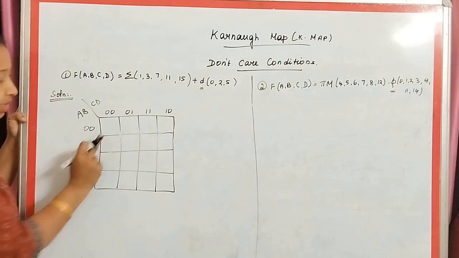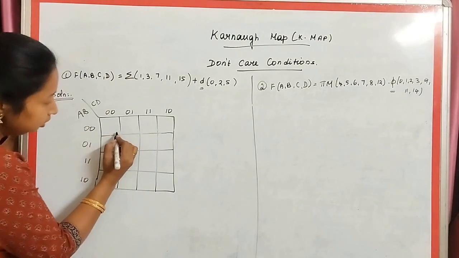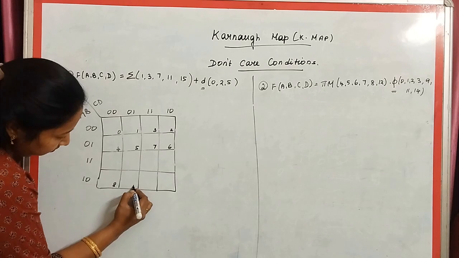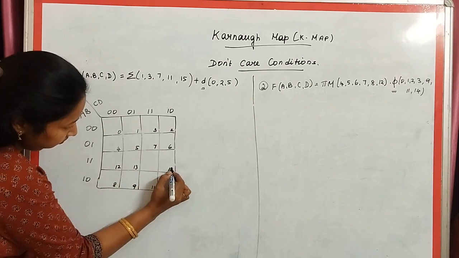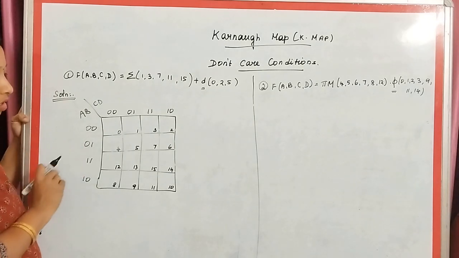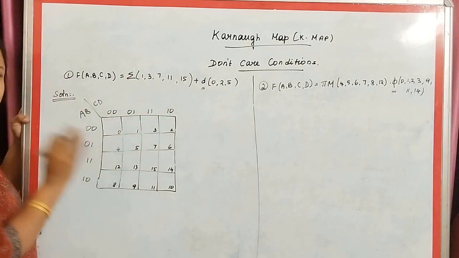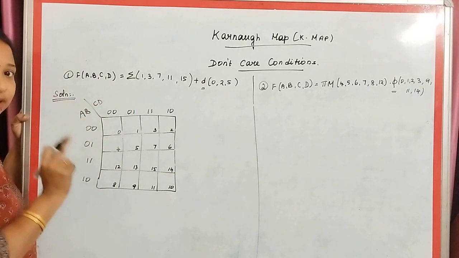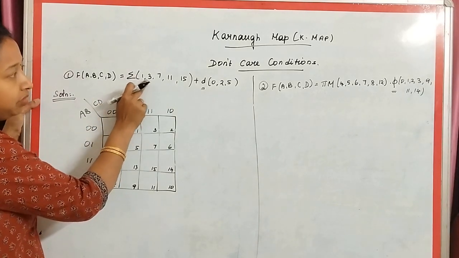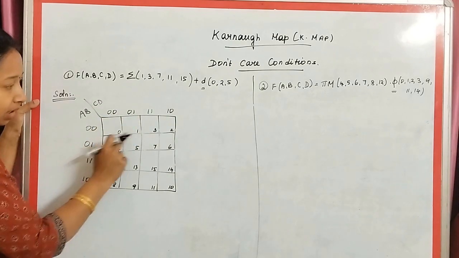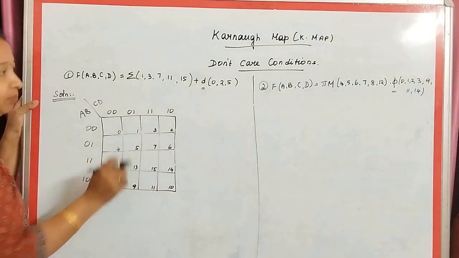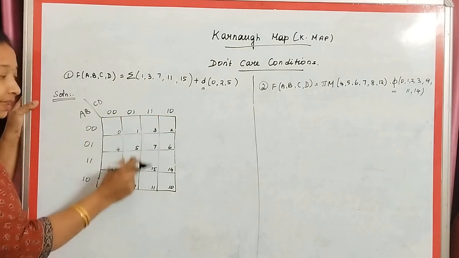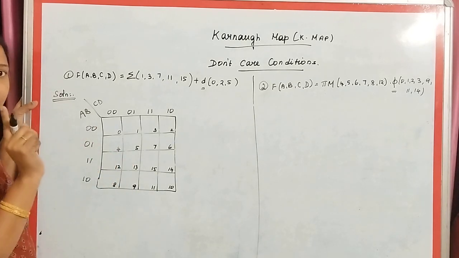The next step is to write the decimal numbers inside the boxes. You write the decimal numbers now. Got it? What is the next step? Positioning these values inside the K-map. This is an SOP, so for SOP, how will you position the numbers? By using 1. Whatever numbers are given in the question, these are the decimal numbers and they correspond to these numbers. You have to represent those numbers inside the boxes in their corresponding place with 1.